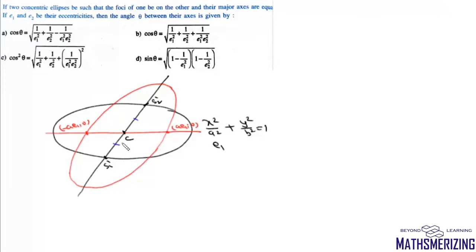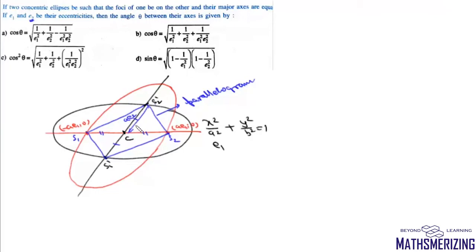So that means C is midpoint of S1 dash and S2 dash, and C is also midpoint of S1 and S2. So we'll consider this quadrilateral, which is S1, S2 dash, S2 and S1 dash. So this quadrilateral, it will be a parallelogram. Now it is given that their major axes are equal. Eccentricity of second ellipse is E2. So this distance of S2 dash from C, this distance will simply be AE2. So this is AE2.